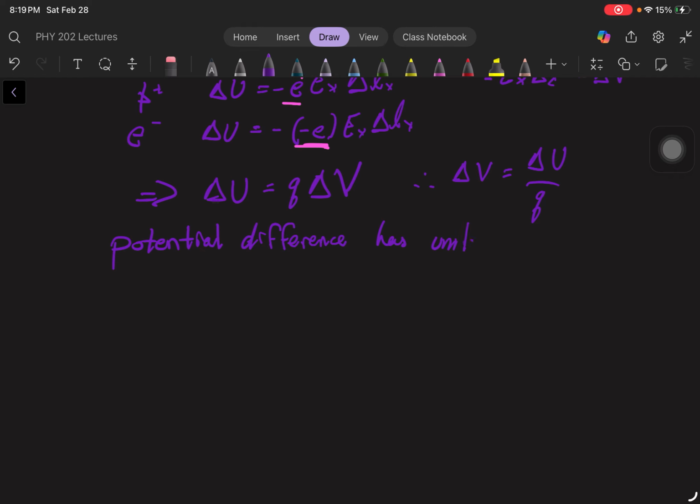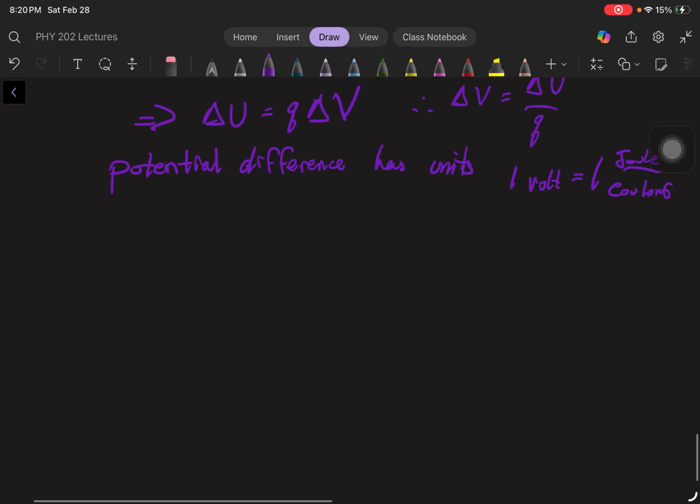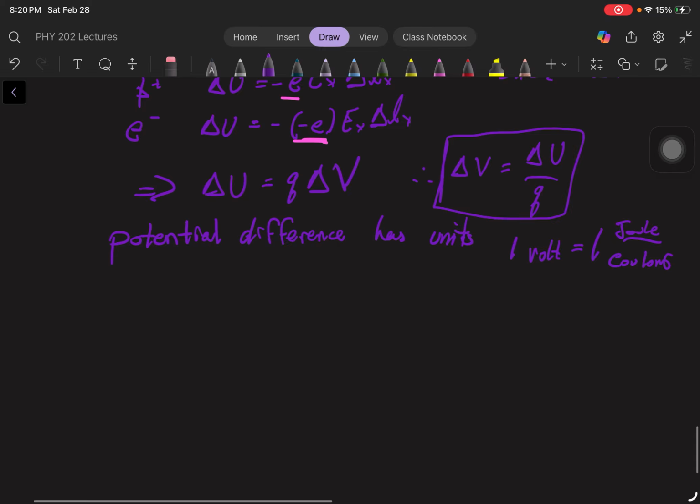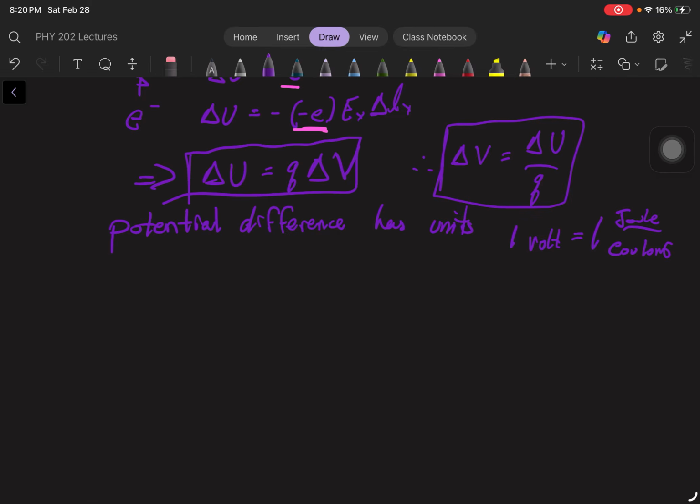It has units. Shocker, right? 1 volt is going to be 1 joule per coulomb. Okay. Let's see. I'm going to box these just because they're the important equations. Yeah, this one too, give it a box.